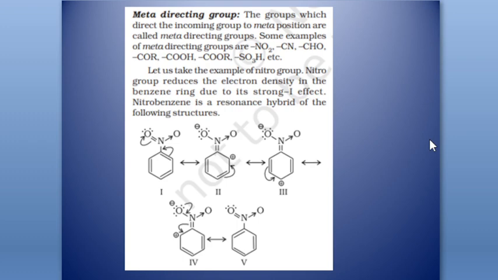Meta-directing groups are deactivating groups like NO2, CN, CHO, COR, COOH, CCl3, SO3H, etc. So the resonance hybrid structure suggests that there is a generation of positive charge on the ortho and para position. So it is a meta-directing group.